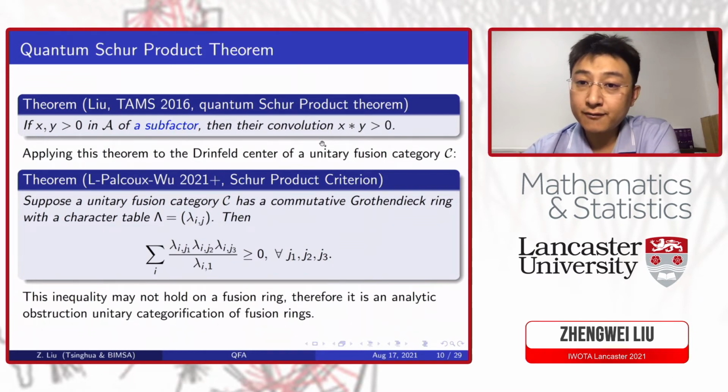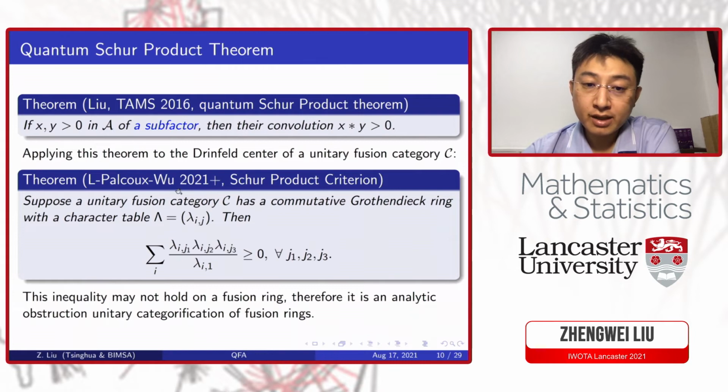But even for this kind of very elementary inequality, it's already very powerful. Applying this theorem to the Drinfeld center of the unitary fusion category, we can derive the following theorem. This is joint work with Sebastien Palcoux and Jinsong Wu in recent work. Suppose we have a unitary fusion category, and it has a Grothendieck ring. For simplification, we assume the ring is commutative, but in general, it doesn't have to be. In the commutative case, we can diagonalize the fusion ring and get a character table. It's similar to the group case, but here it's a hypergroup.